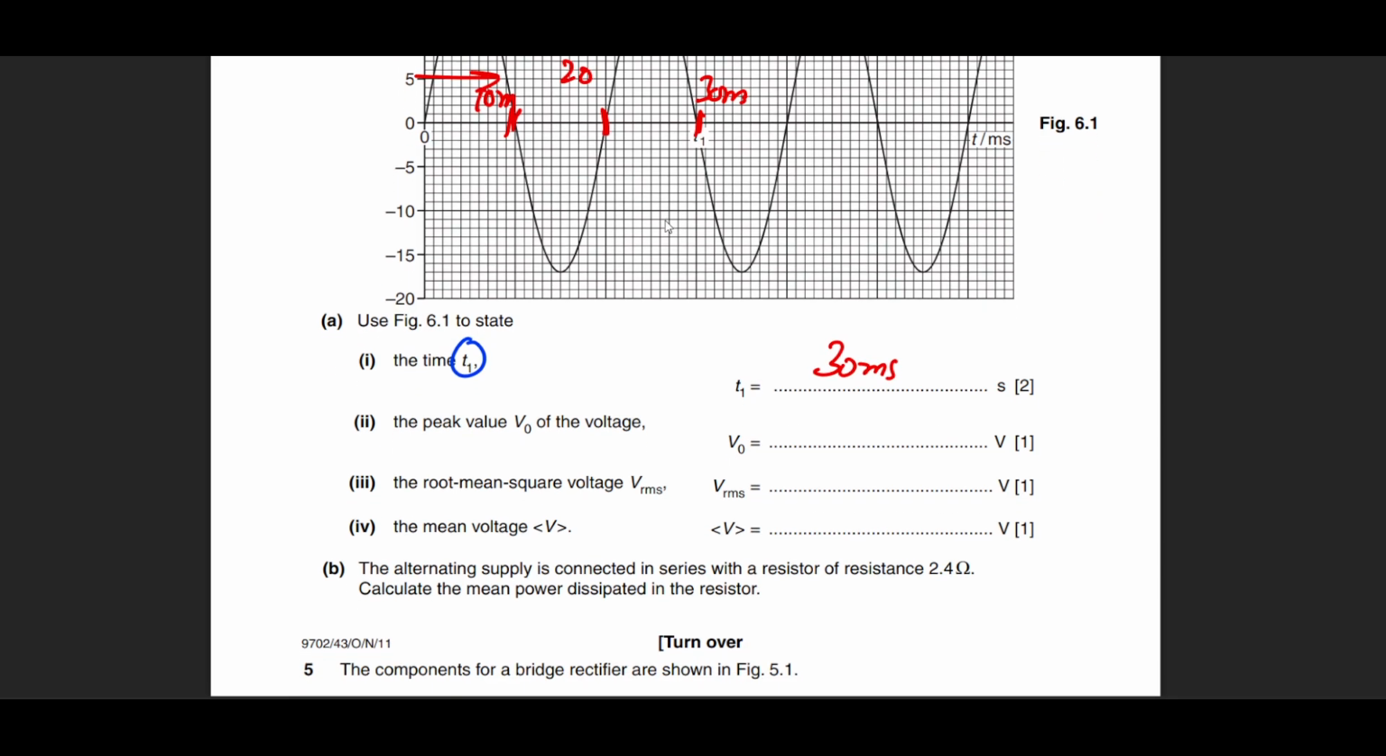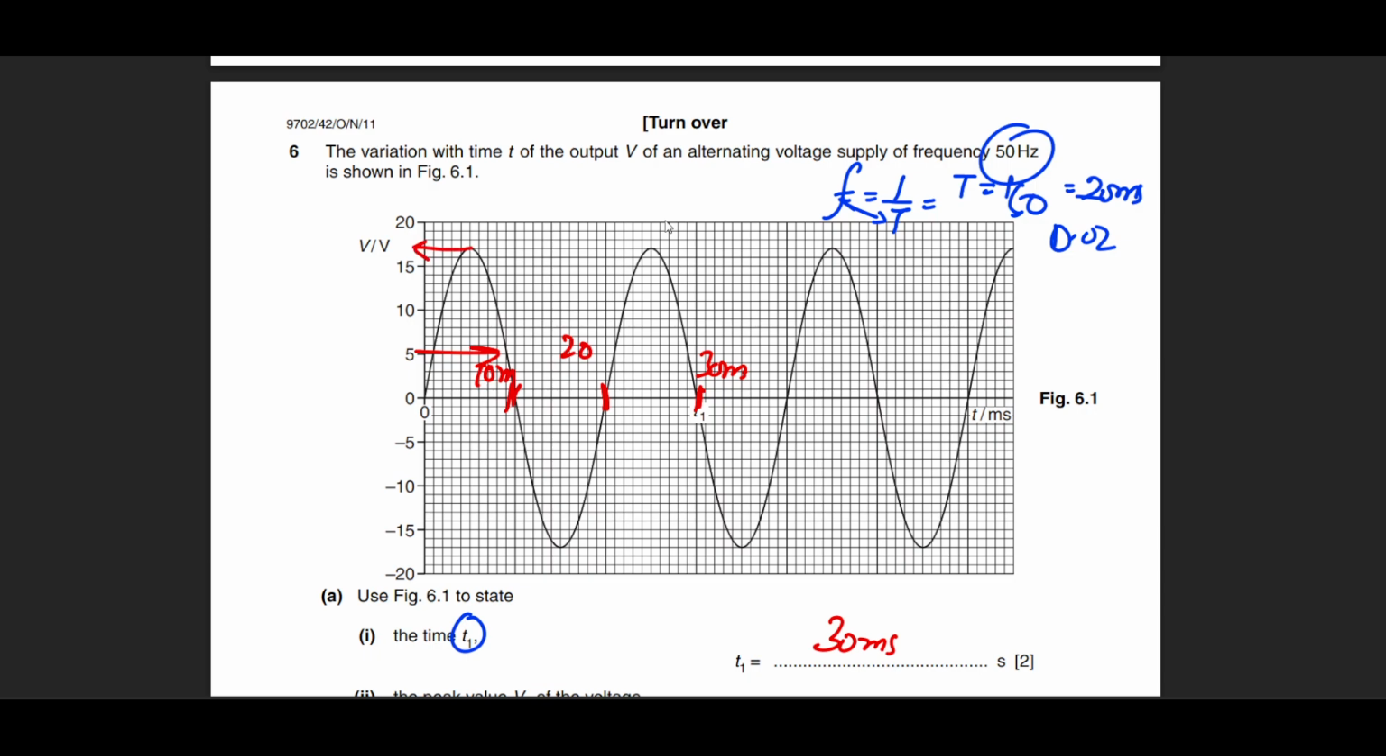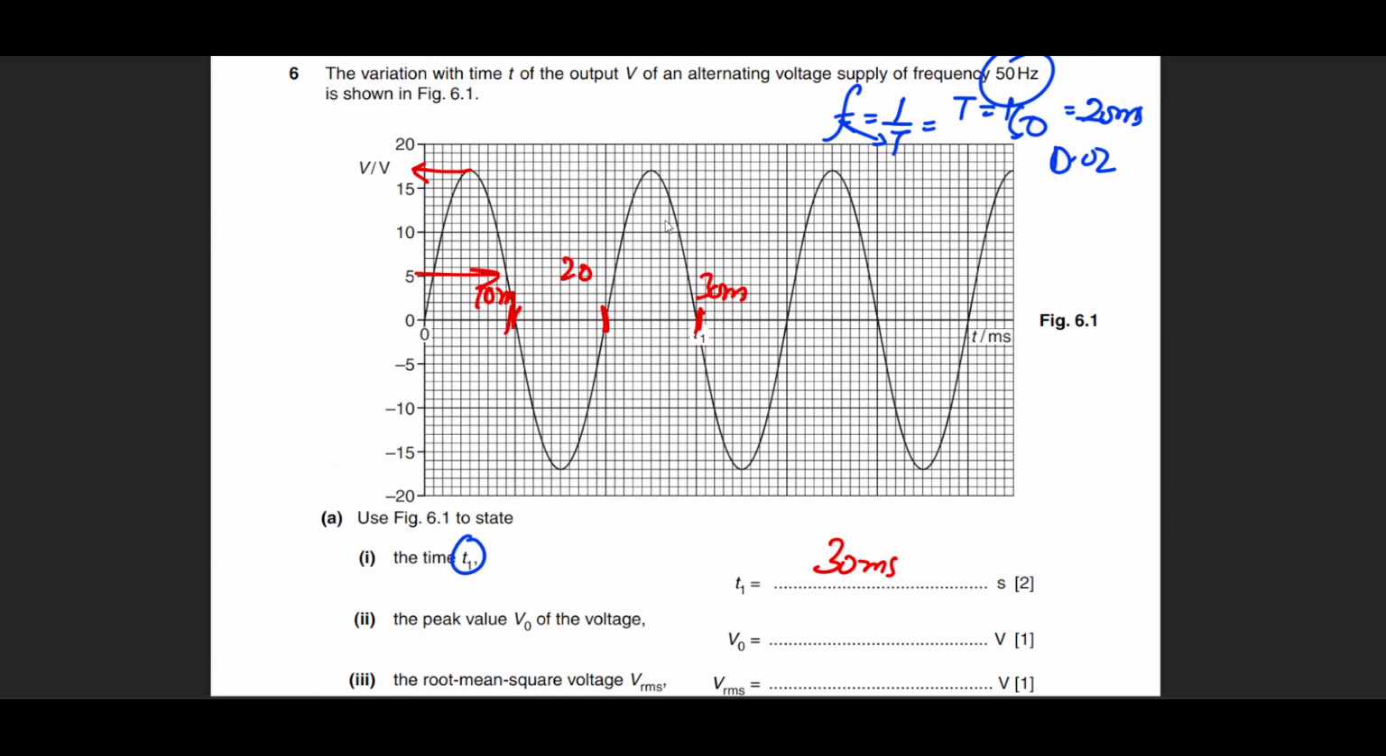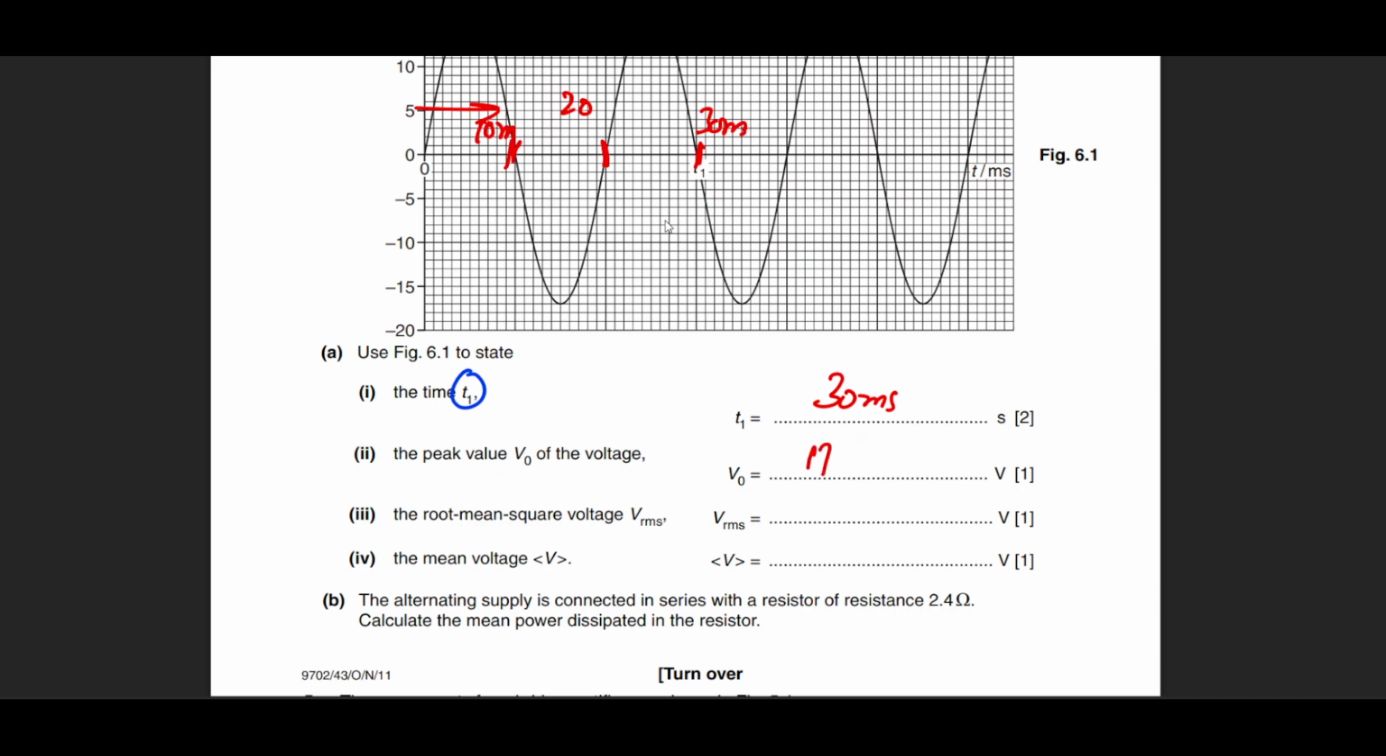Then we have the peak voltage V0. You just have to read it from the graph. You can stop the video at this point and check for yourself whether you can count the boxes correctly or not. This is 17 according to my understanding. So this comes out as 17. He asks you for the root mean square value. We've done this in AC electricity: 17 will be divided by root 2 and you will get your answer as 12 volts.